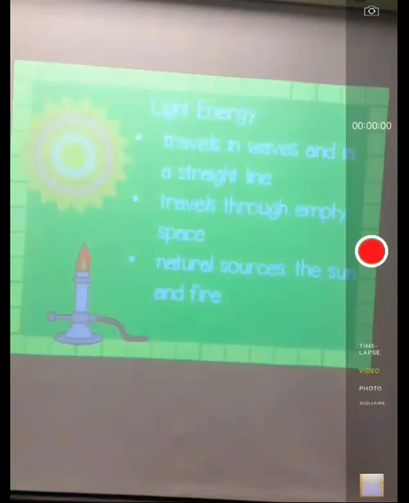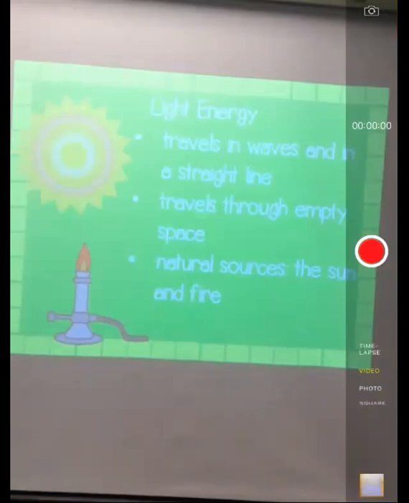Light energy. It also travels in waves and in a straight line, which is why we go out on the playground and we walk around the corner and the sun's at this end, all of a sudden you see a shadow line on the ground, right? And then you're in a dark kind of space because that light doesn't go to the corner and turn the corner. Otherwise, there wouldn't be shadows. Everything would be light.